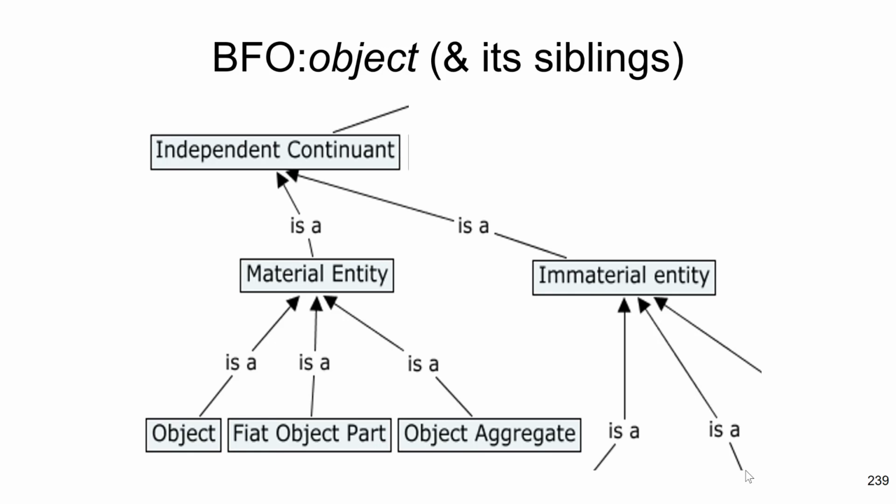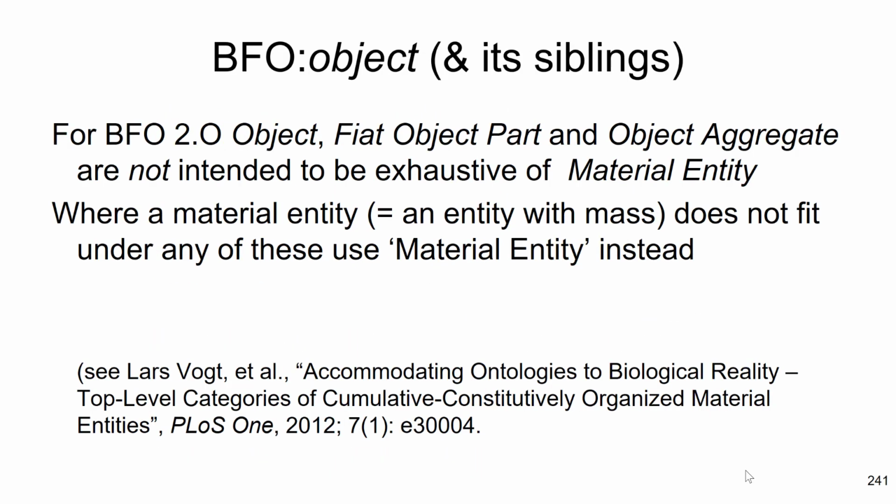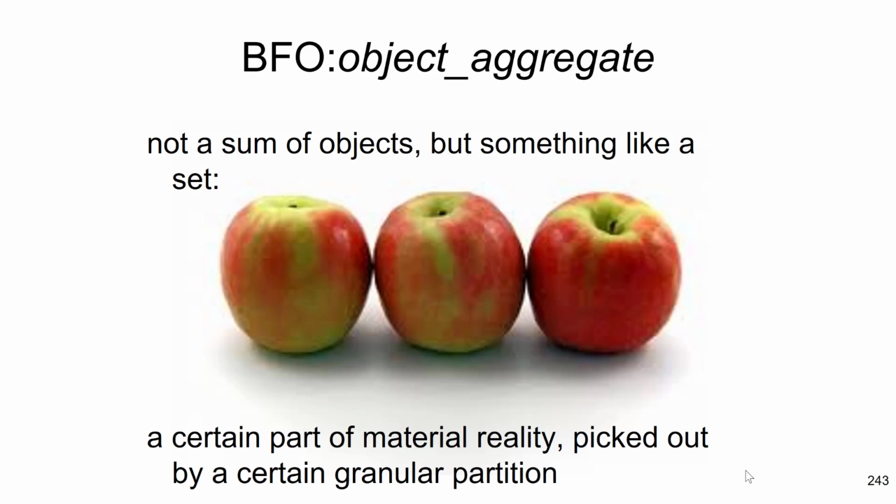And examples of objects are organisms, lumps of granite, and laptops. And if you tear your laptop into two by ripping off its screen, you have two objects. You yourself are an object, but you're full of other objects. All the cells in your body are objects. But your head is a fiat object part. It's not an object, at least currently. All right, so these are objects. These are examples. These are the siblings of objects. These are fiat objects. And this is an object aggregate. Now, an object aggregate is not a sum of objects. It's a set. It's like a set. So there are no parts to this object aggregate other than the three apples.